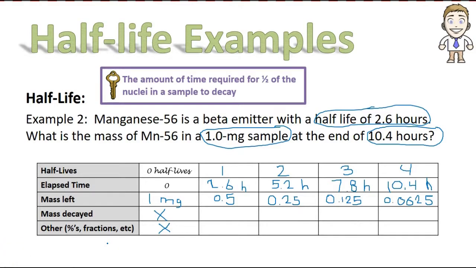And then finally, at 4 half-lives, we reach the 10.4 total hours the problem was asking about to begin with. And the original question was what mass of Mn is left. So my previous mass, 0.125, split in half, so divide by 2, is 0.0625 milligrams left.